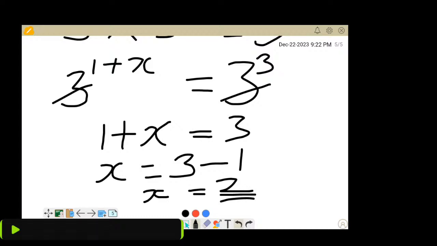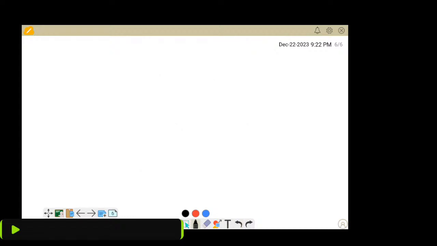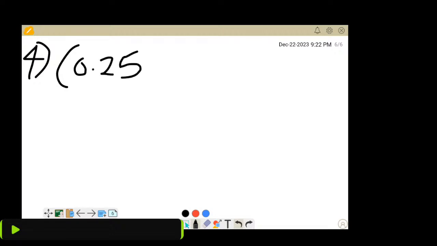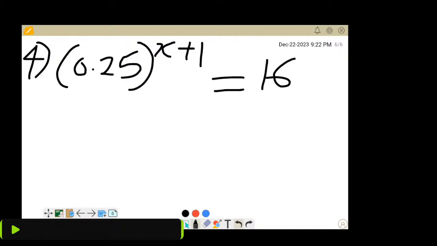We are going to have at least 2 more examples, and with that we can call it a day. Okay, now let's say we have another one, example number 4. This one is 0.25 raised to power x plus 1 equal to 16. That is fantastic.